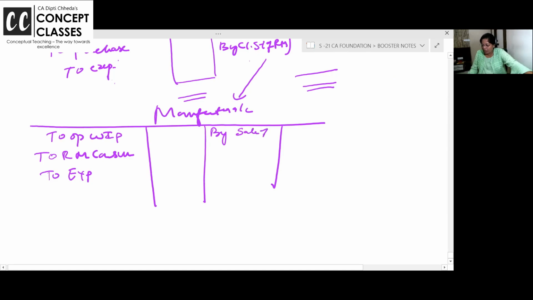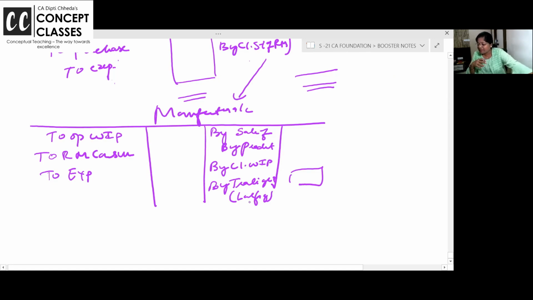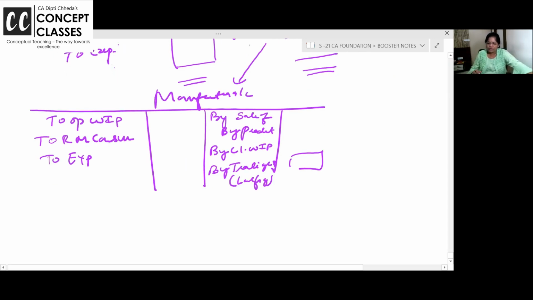By sale of byproduct, by closing work in progress, and now by trading account. Balancing figure. Write down like this the format. These are the topics, dear students. आप अगर नहीं भी करोगे ना रिवाइज तो भी एग्जाम में आ जाएगा आपको. मतलब ये याद रहेगा. कुछ टॉपिक्स कैसे हैं, you have to remember.